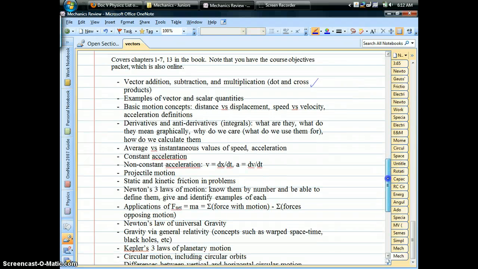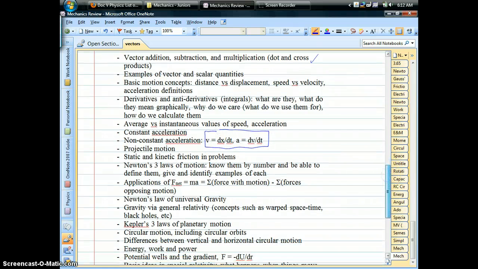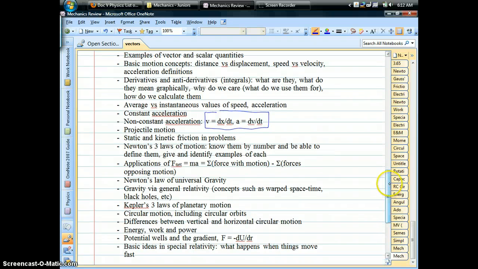We have all the basics of motion, definitions of speeds and velocities, accelerations, constant acceleration. This year, of course, we're adding in derivatives and integrals, the antiderivatives. So those are most frequently used with velocity and acceleration definitions. Multiple dimensions, projectiles would be the big thing there. Circular motion, all the friction stuff.